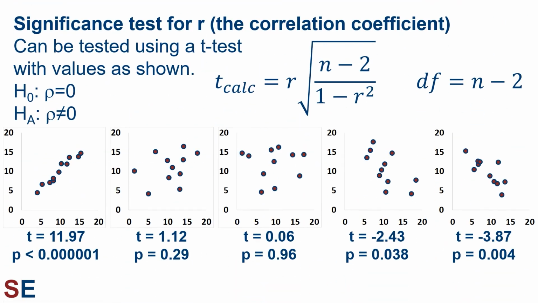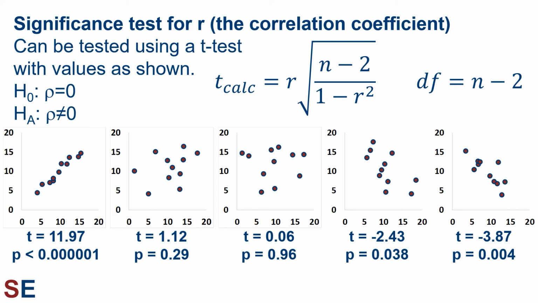There exists a fairly easy t-test for the significance of the value of the correlation coefficient. The null hypothesis is that the correlation coefficient in the population is equal to 0, and the alternative hypothesis is that it is not equal to 0. Note the use of the Greek letter for r instead of the English letter because we're talking about the population. We can calculate a t-value for the correlation coefficient by the equation shown. t equals r times the square root of sample size minus 2 divided by 1 minus the correlation coefficient squared. The degrees of freedom for the t-test is the number of data points minus 2.